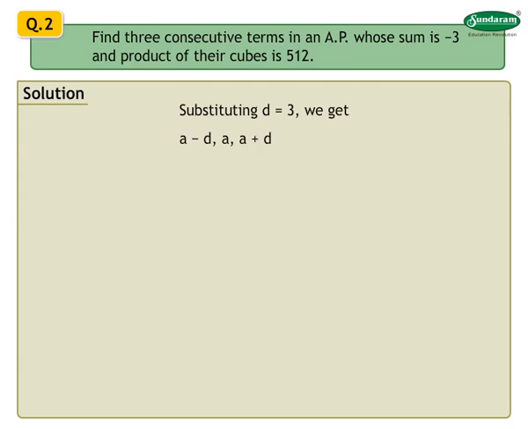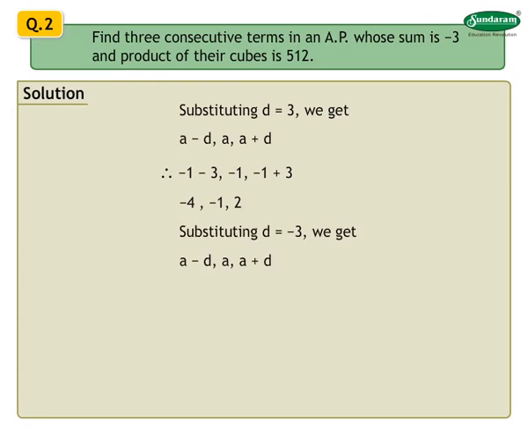Substituting d is equal to 3, we get minus 1 minus 3, minus 1, minus 1 plus 3, which is equal to minus 4, minus 1, 2. Substituting d is equal to minus 3, we get minus 1 minus of minus 3, minus 1, minus 1 plus minus 3, which is equal to 2, minus 1, minus 4, that is, minus 4, minus 1, 2.